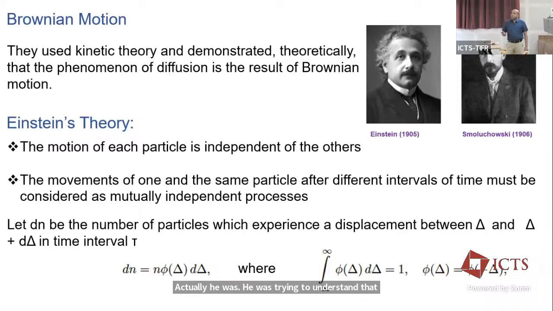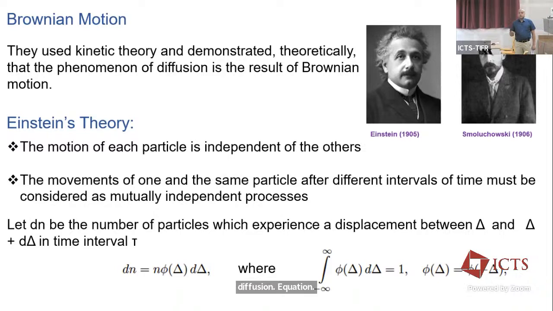The theoretical work was developed by two people, Einstein and Smoluchowski. Here we will mainly be discussing Einstein's theory. He gave a very elegant description of Brownian motion, and from his theory we can see that ultimately this whole problem boils down to the diffusion equation. So what about Einstein's theory? It is based on two assumptions.